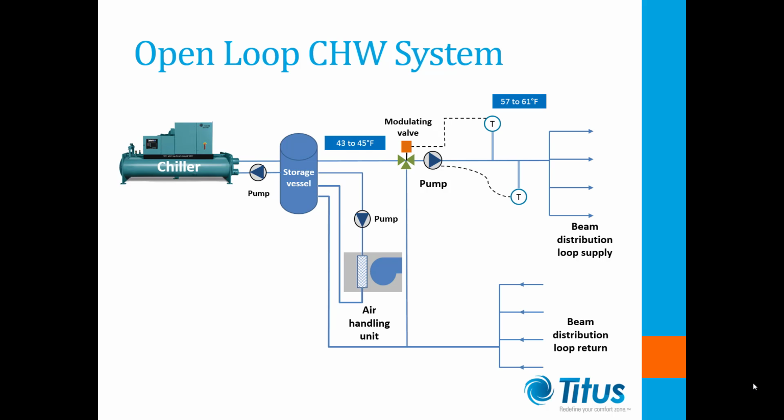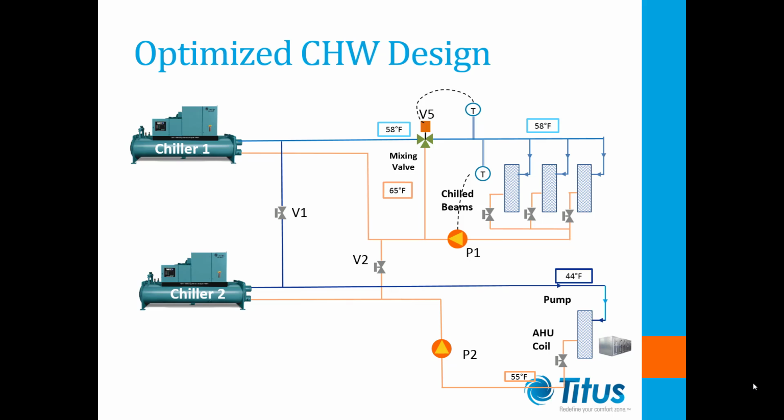Here is an open loop design that simply uses a three-way modulating valve to blend return water from the chill beams with the 44-degree water from the chiller. This is a lower cost system, but there may be a chance that low temperature water could be injected into the chill beams accidentally, although the thermal cutout sensor and control should prevent this from occurring.